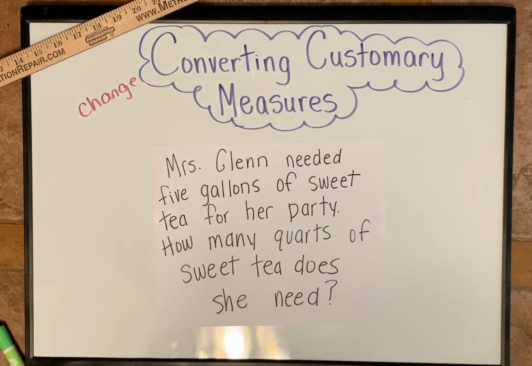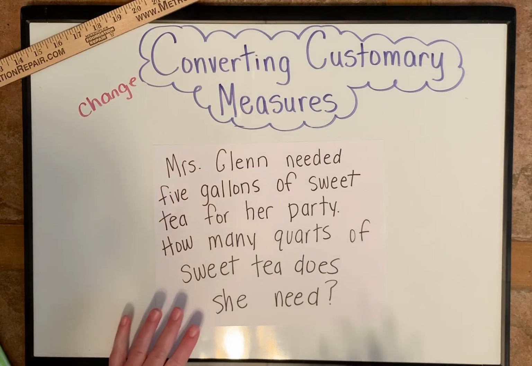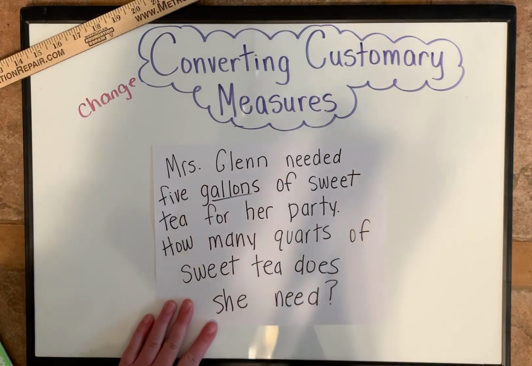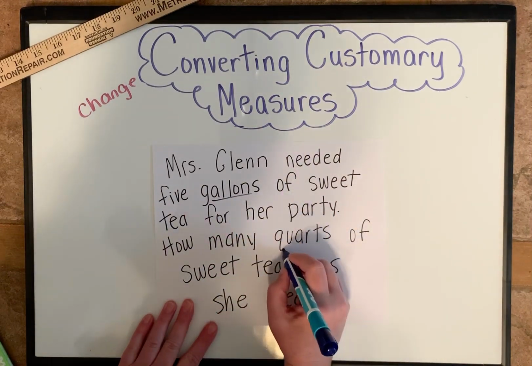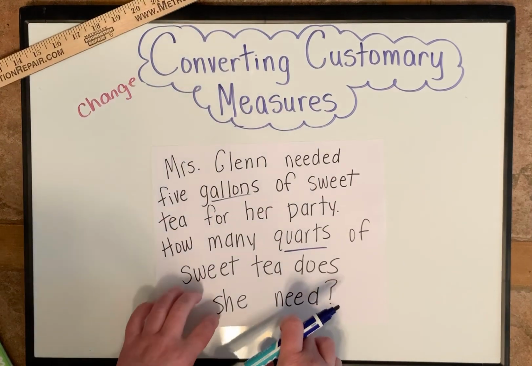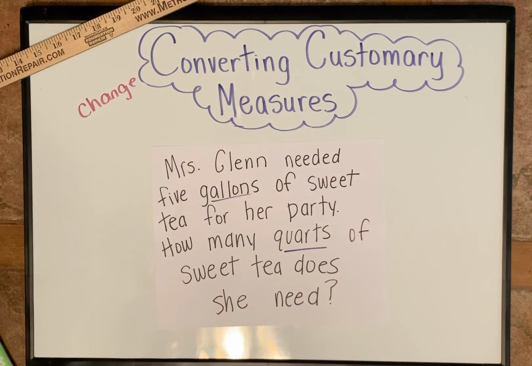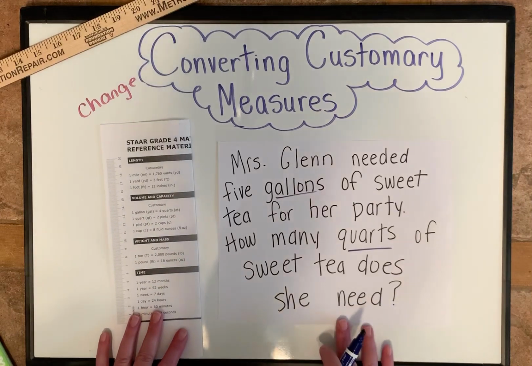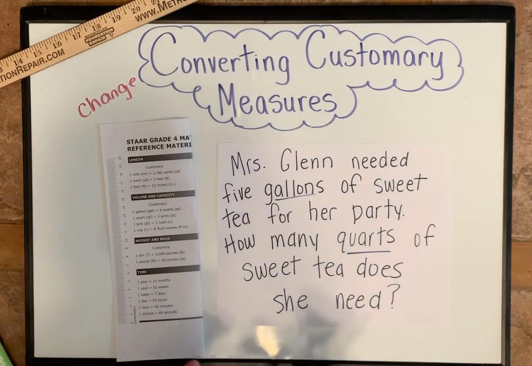Okay. Mrs. Glenn needed 5 gallons of sweet tea for her party. How many quarts of sweet tea does she need? So before I begin, I want to look at my measure words. I see the word gallon and I see the word quart. Now I know that those are not length words. I think that those are capacity words, how much volume, how much something can hold.